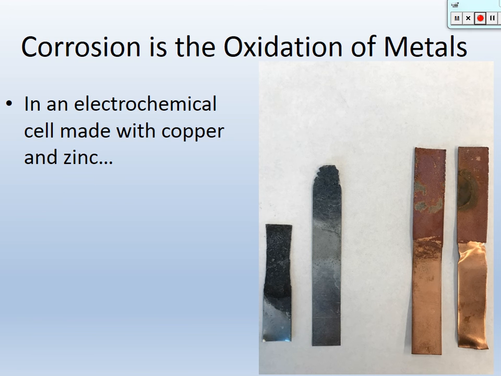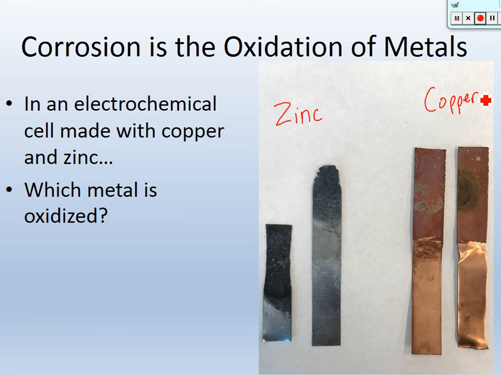So in an electrochemical cell made with copper and zinc, we did this in class. In fact, this is a picture that I took after the lab that we did. This is zinc, and this is copper. These are the strips that we put in our electrochemical cell. Which metal is being oxidized, guys? Zinc. How do you know it's being oxidized? Yeah, it's lower on the table, but just by looking at it, how do you know? It's being corroded, isn't it?